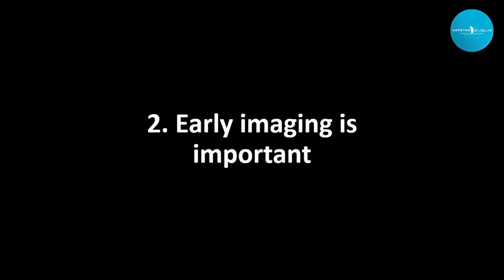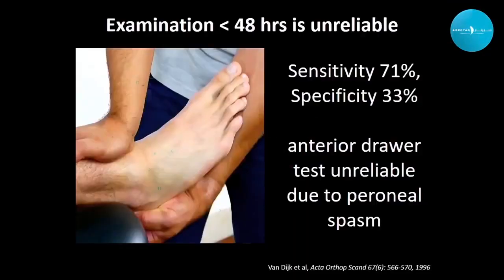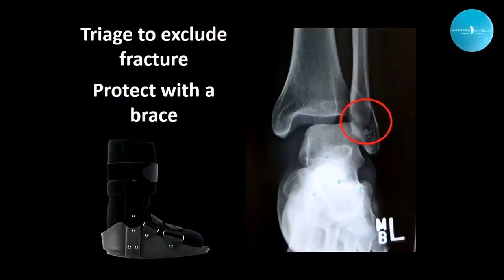The second consideration is imaging. So we've known for some time that the examination of an ankle sprain in the first 48 hours is unreliable. And we know this is because of swelling, pain, and peroneal spasm, for example. So therefore, the first visit in the first 48 hours is not really to make a definitive diagnosis, but rather to act like a triage.